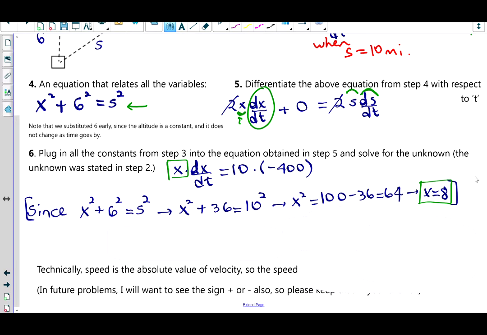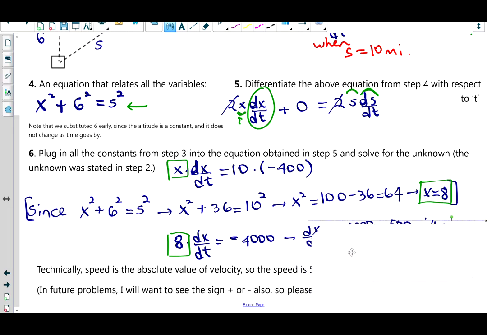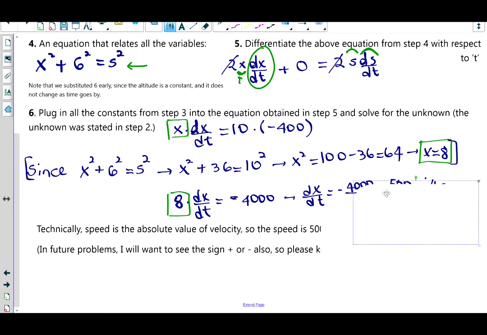Okay, now that we have x, we're almost ready to finish the question. Plug it back in over here. So it'll be 8 times dx/dt equals 10 times negative 400, which is negative 4,000. And dx/dt will be, divide both sides by 8. So we're going to have negative 4,000 divided by 8. And that turns out to be negative 500 miles per hour.